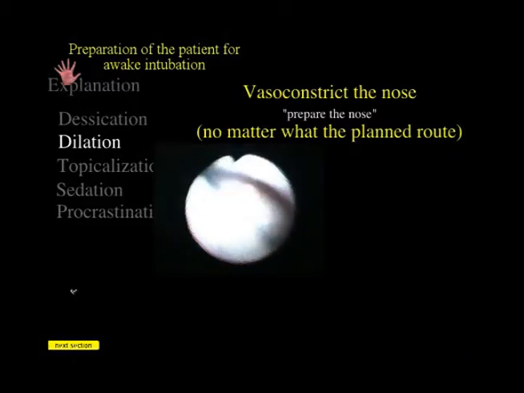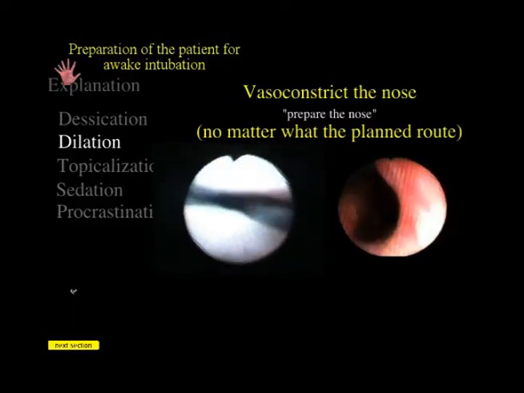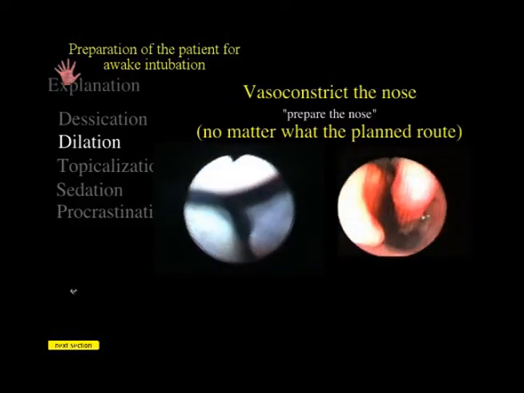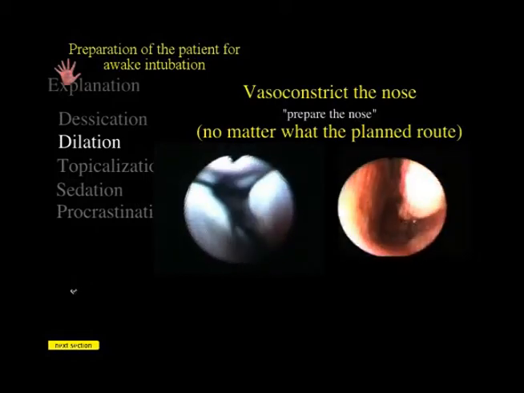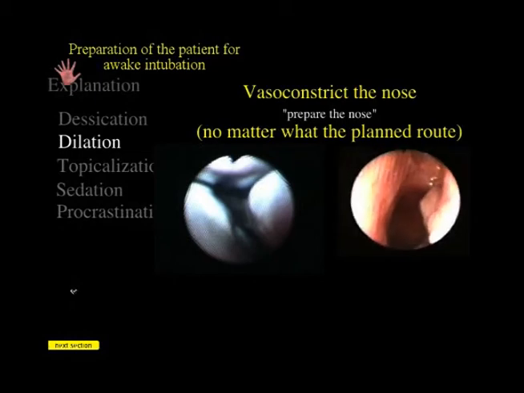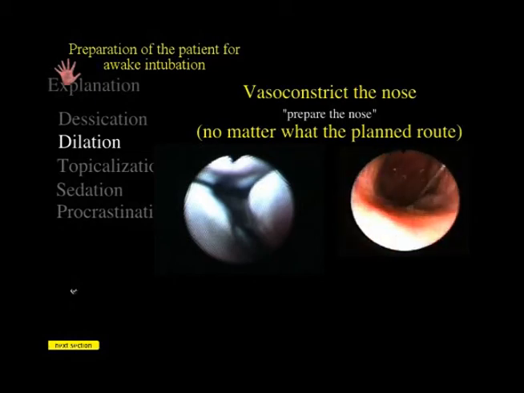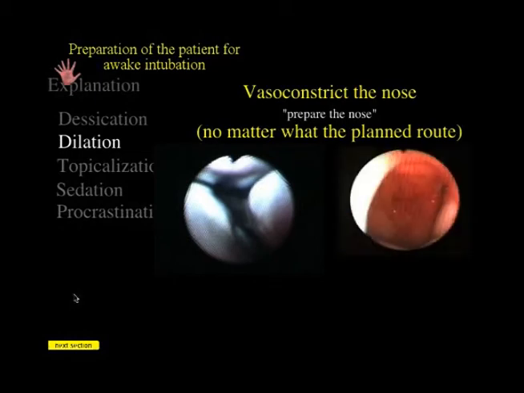This is a nose that has not had a vasoconstrictor. You can see there's not much room to work. It's wet in there. It's boggy. This is a nose of the same patient who's had Afrin. And you can see there's a lot more room to work. There's a lot less edema in that nose. We're going to be able to get through that nose.